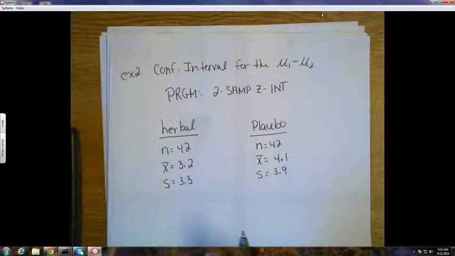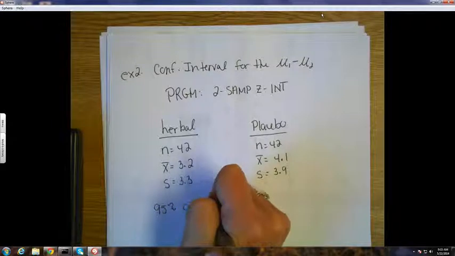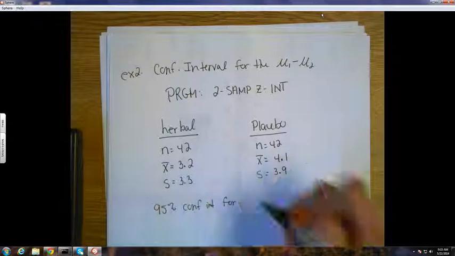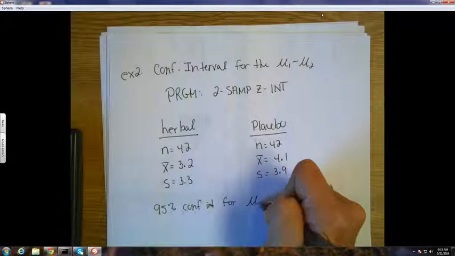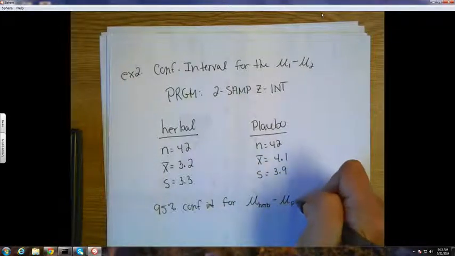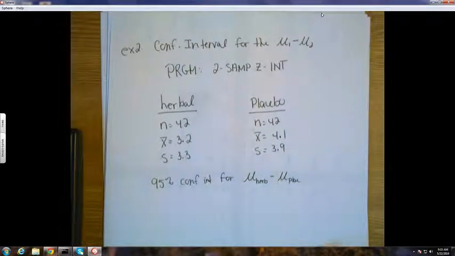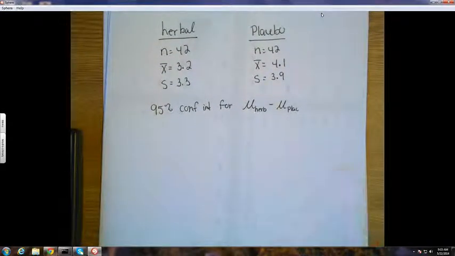Trial. Okay. So we are going to do a 95% confidence interval for the average loss for the herbal people minus the average loss for the placebo. We are not going to do the ugly formula. We're just going to run through the program. So grab a calculator, make sure we understand what goes in each spot.